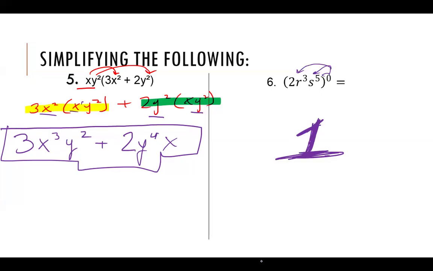Anything to the 0 power is? No matter what it is. If 0 is the power, it's 1. You can go ahead and distribute your way through, but it's still going to be 1.